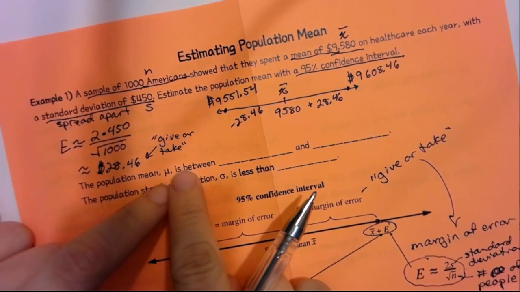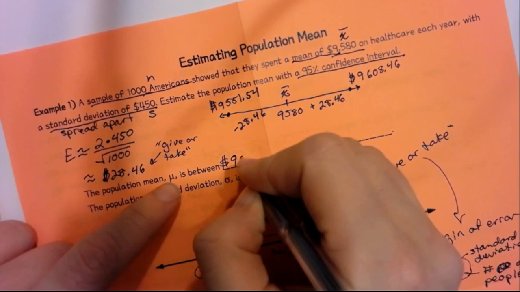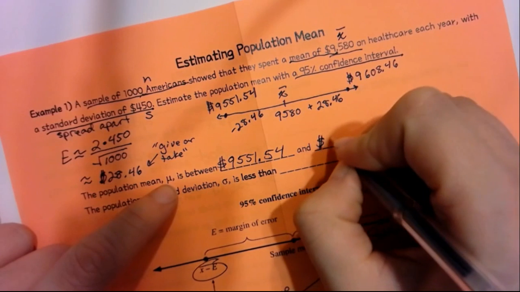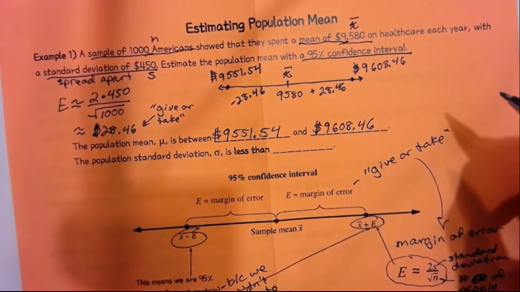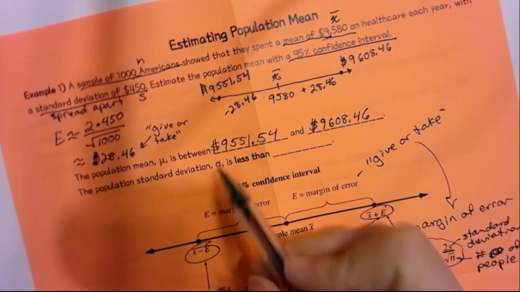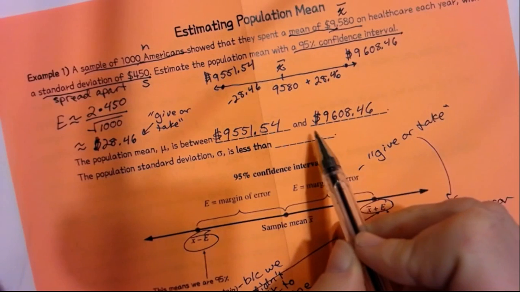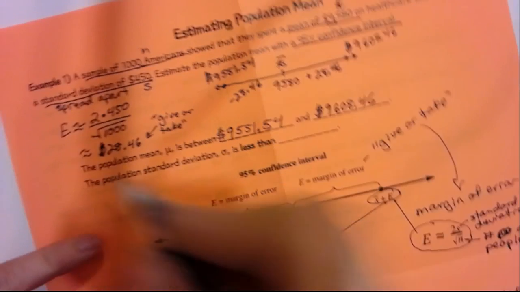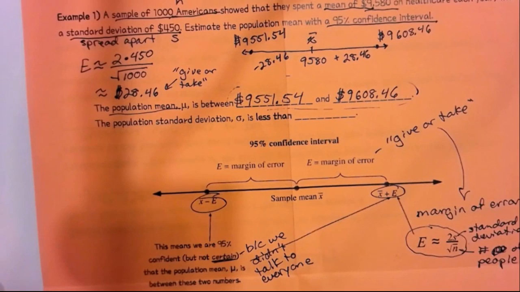That means the population mean, or mu, is between $9,551.54 and $9,608.46. So that means that on average, Americans spend between $9,551.54 and $9,608.46. So our population mean, as we're doing it, is always going to be a range, just like that.